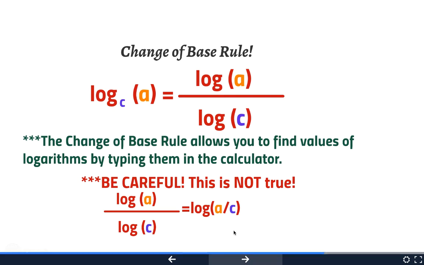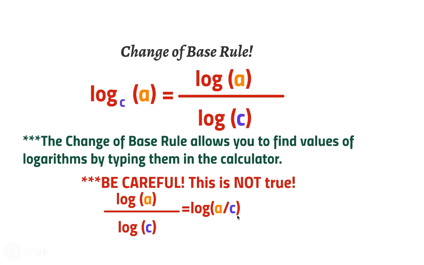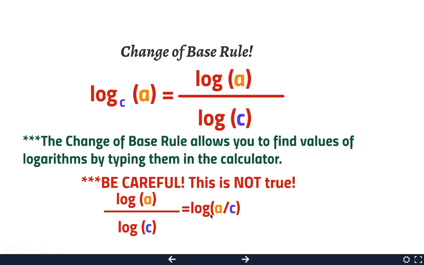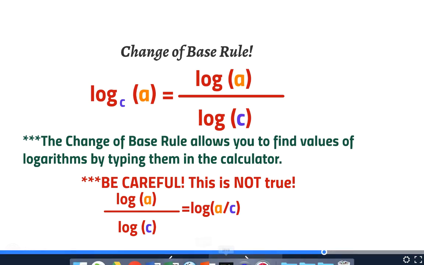And again, like I've been warning you, these are not true. So you can't just say log of A divided by log of C is the same as log of A divided by C. We already know that log of A divided by C equals log of A minus log of C using the quotient rule. So just be careful, dividing in the log does not mean dividing two separate logs. So just watch out for that.